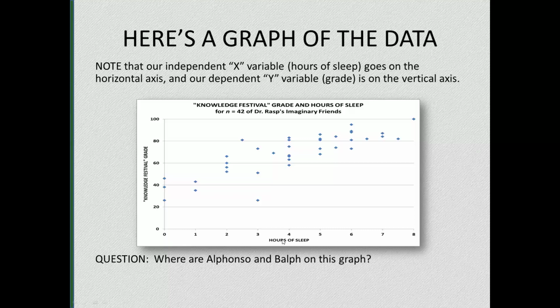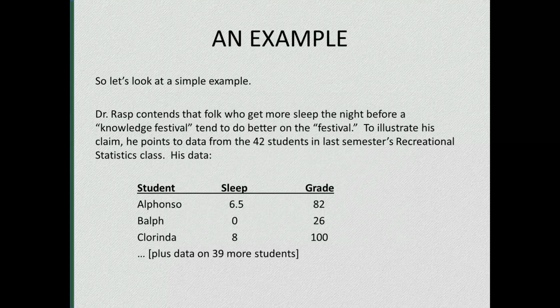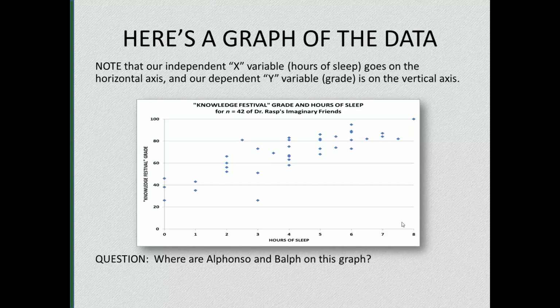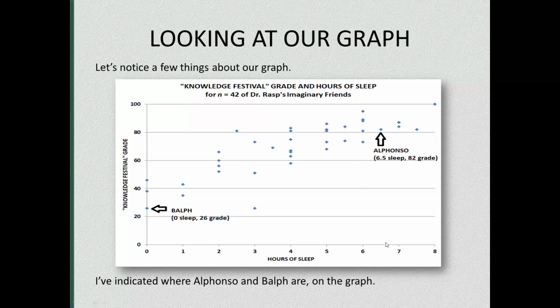Sleep is the X variable, the independent variable. We think grade depends upon or might be influenced by sleep. So sleep goes on the horizontal axis, grade goes on the vertical axis. Where were Alfonso and Balf on this graph? You'll recall Alfonso had 6.5 hours of sleep, 82. Balf had no sleep, shame on him, and a 26. So where are they on the graph? Alfonso's here, 6.5 hours of sleep, 82. Balf's here, no sleep, 26.